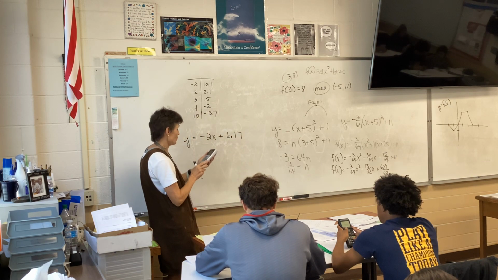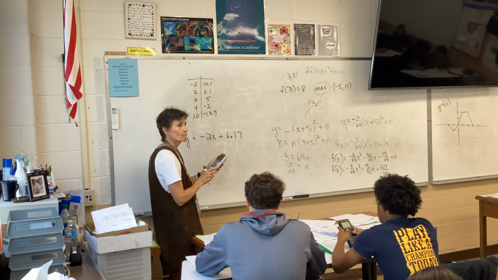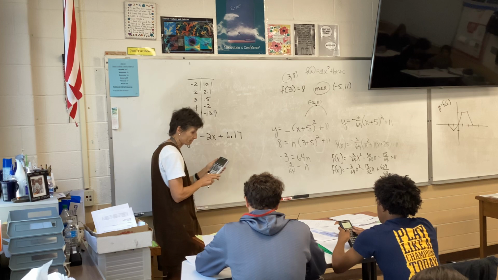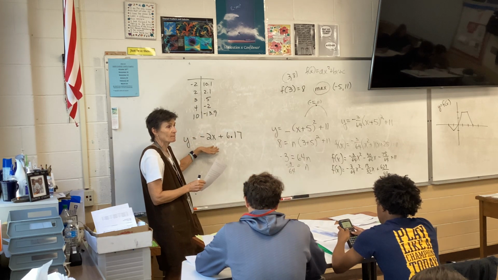Did you get negative 2x plus 6.17? Yeah. And, okay, so first question says, find the equation of the line. Right there it is.